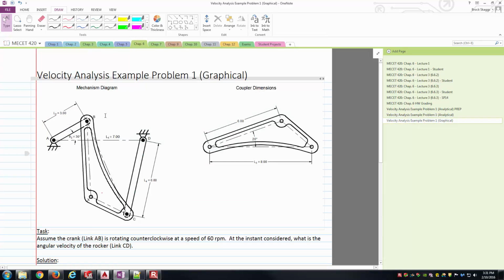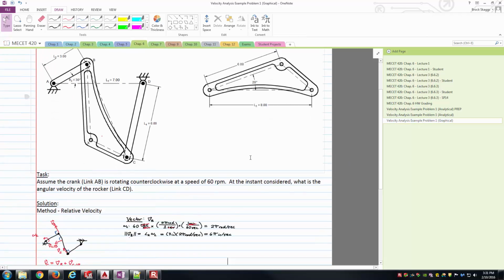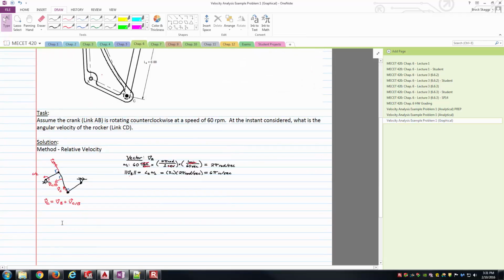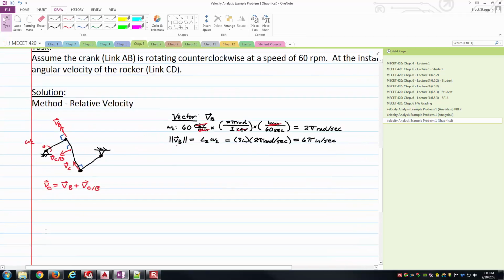I'll switch back over here now to the graphical version. Same problem statement here. First part of the work is really still the same. We've got to figure out what points we need to determine the velocities of in order to solve the problem. And of course they're the same as the ones before.